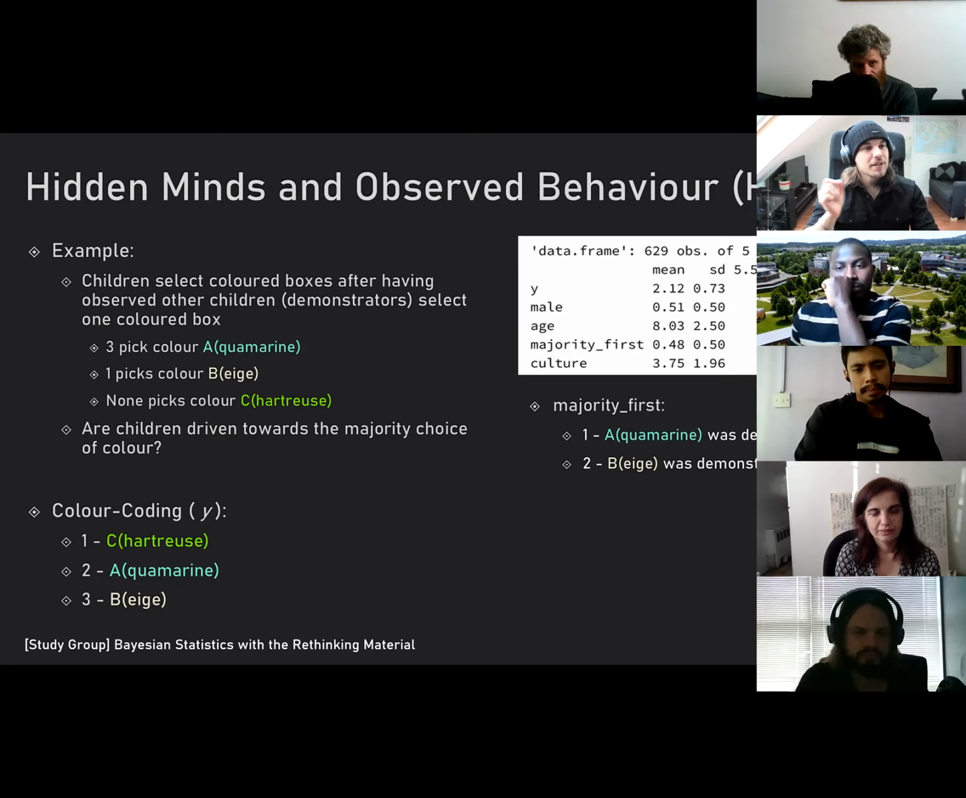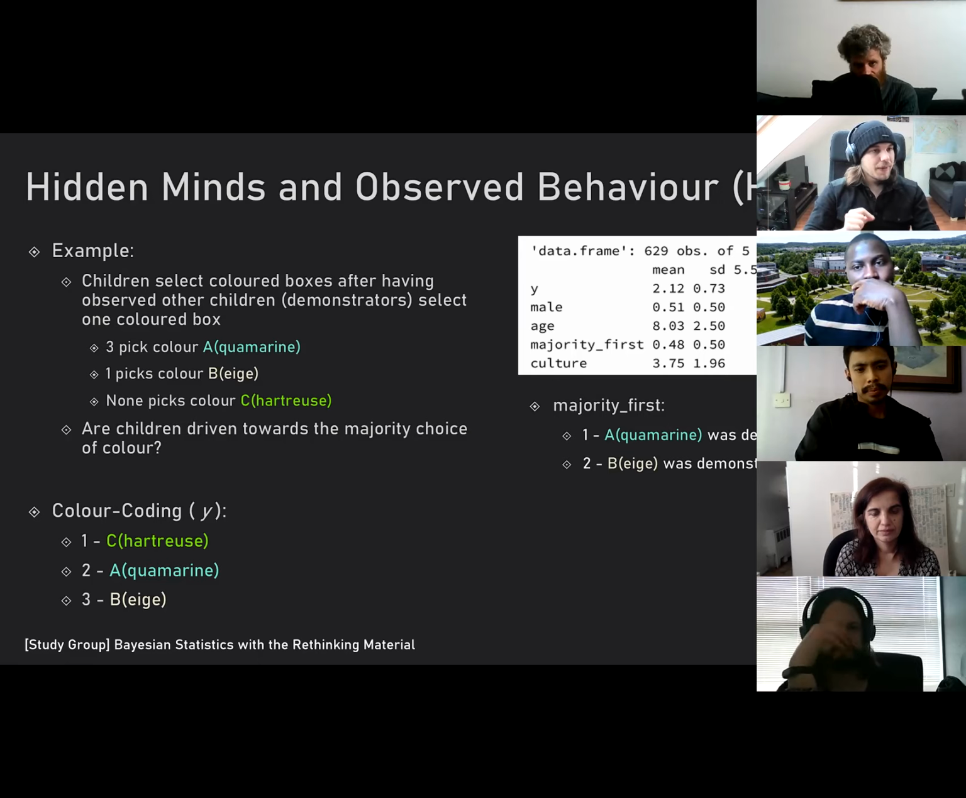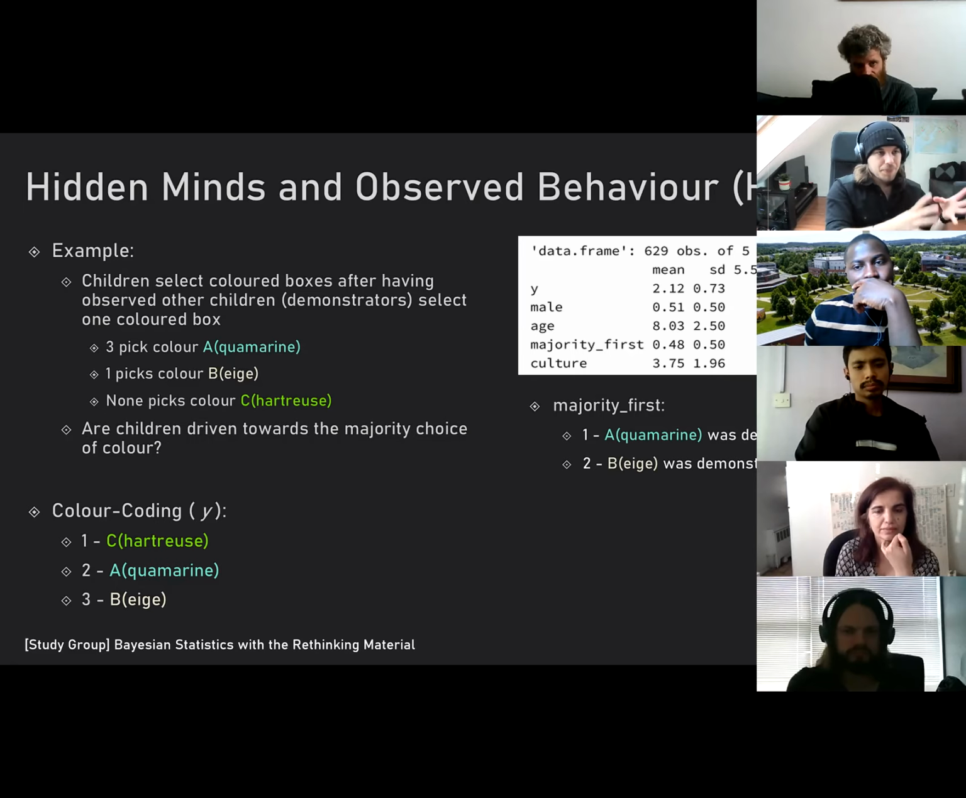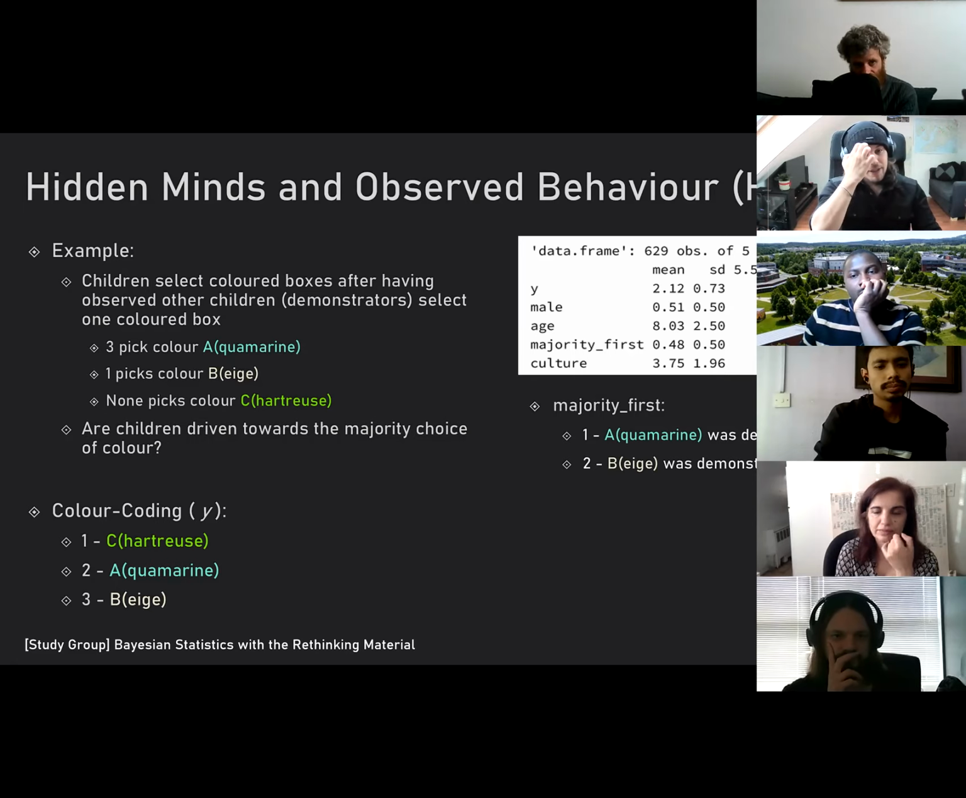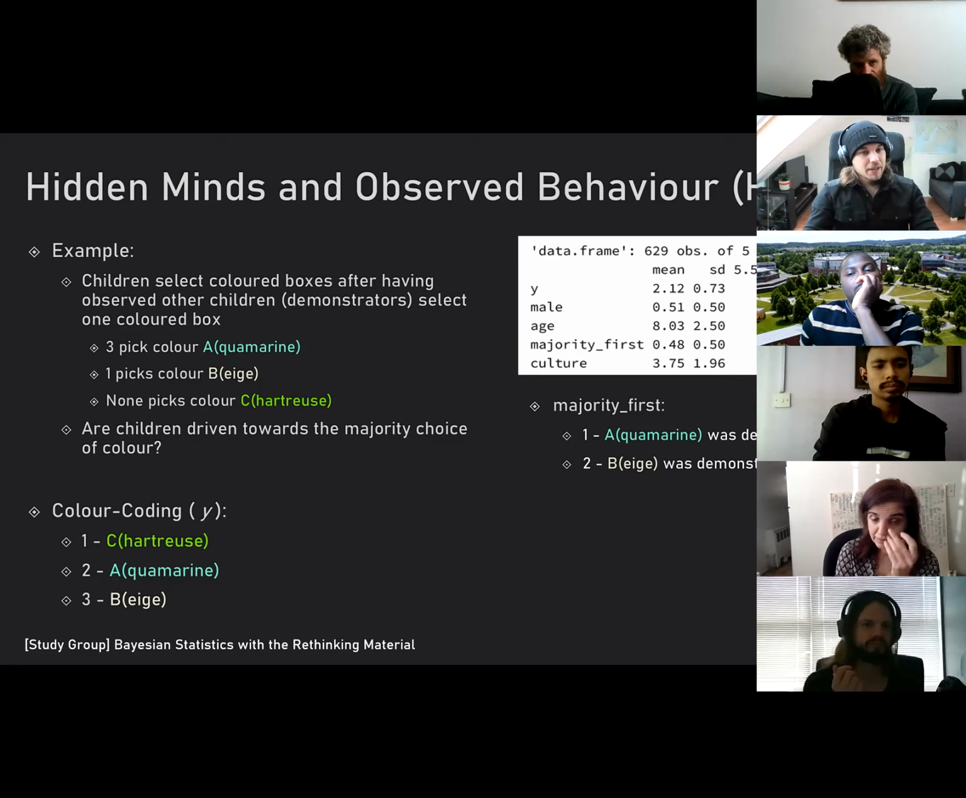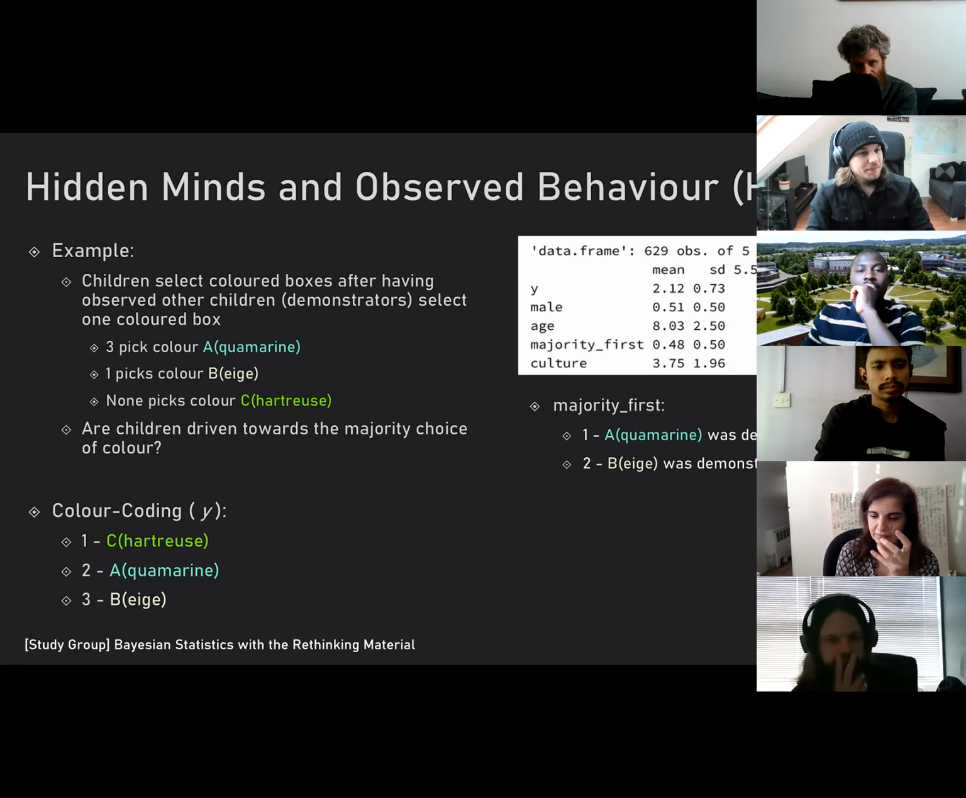And we can control what these other 4 kids are doing. And we know that in all of these setups, 3 out of the 4 kids that were observed prior to the kid that we want to observe picking a colored box, 3 out of these have picked color A, which I just called aquamarine. 1 has picked the color B, which I just call beige, and no one has picked C, which I call chartreuse.